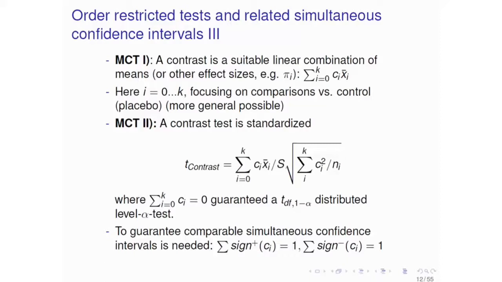What is the basic idea behind it? You define a contrast. A contrast is a suitable linear combination of means, but be careful, it's not only for means. It can be for any estimates: hazard ratios, proportions, what you want. I will show you some later. That's important. It's a very general approach. Many people believe it must be arithmetic means. It's not true. Okay. Then you standardize, studentization, and the sum of the contrast coefficients being zero guarantees a univariate level alpha test. And if you want compatible simultaneous confidence intervals, you have a second condition to consider.